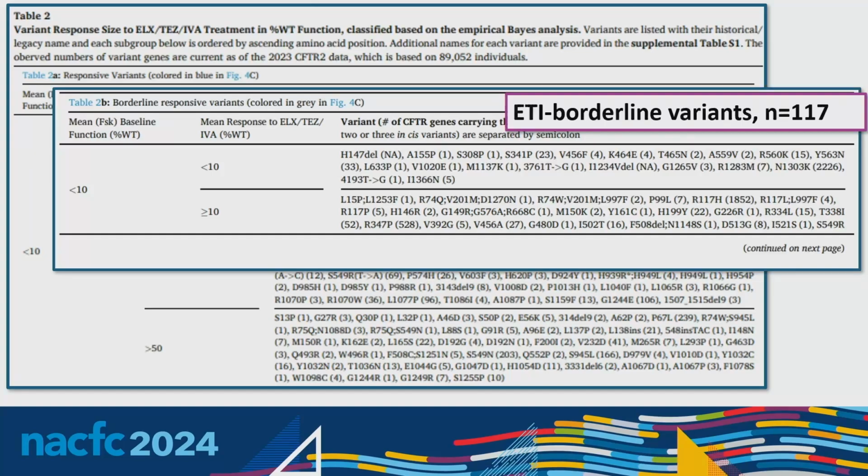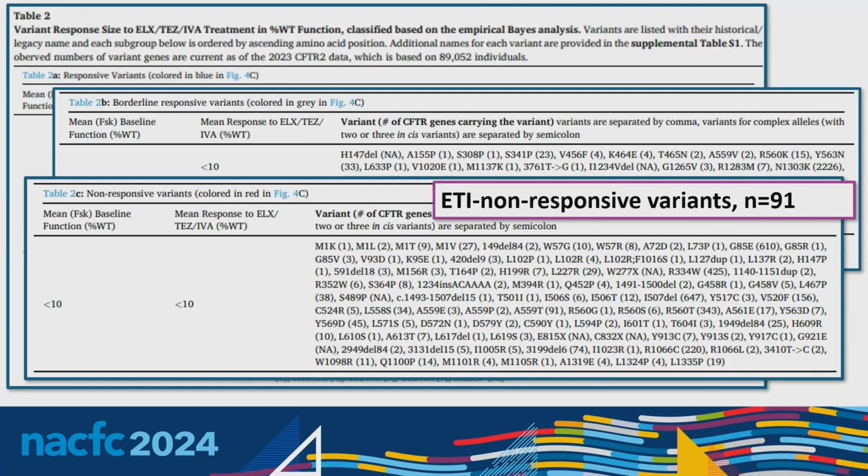There's a borderline variant table as well, 117 variants in that, and then a non-responsive table, 91 variants in that. And if you look really closely, and I've highlighted them, the 4 negative controls are in that non-responsive table. Again, really nice sanity check. We don't expect those variants to make protein. We don't expect them to respond to modulators, and indeed they don't.